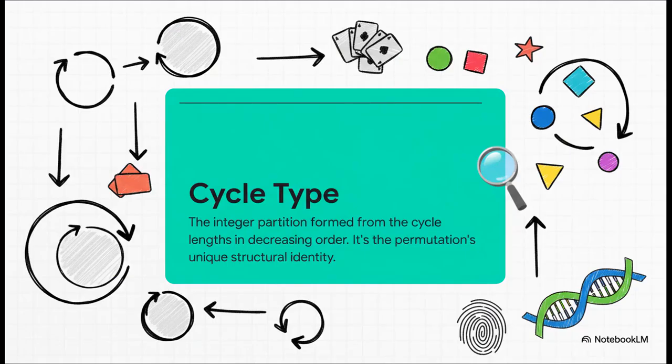And the way we do that is with something called cycle type. It sounds a little formal, but it's super simple. It's just the lengths of the cycles that make up the permutation. That's it. You can think of it as a unique fingerprint, or even the DNA of that specific shuffle.